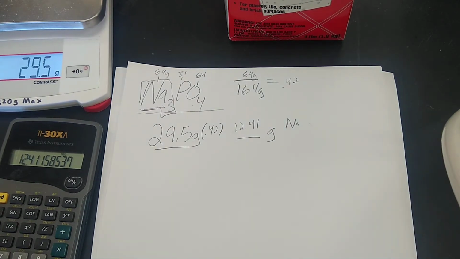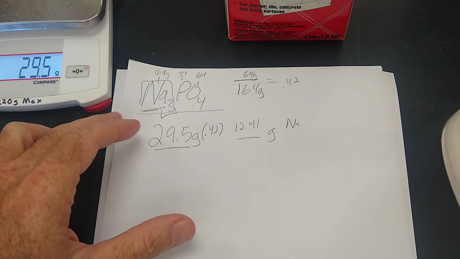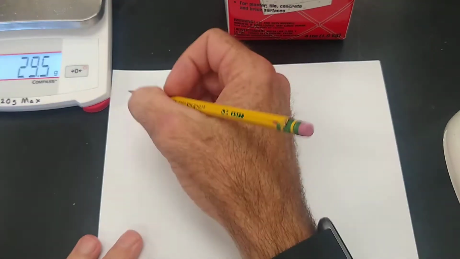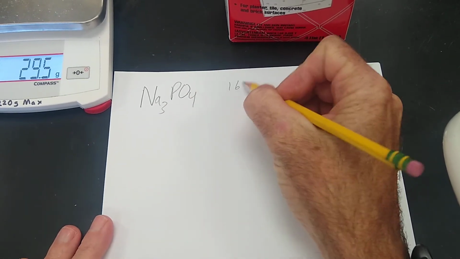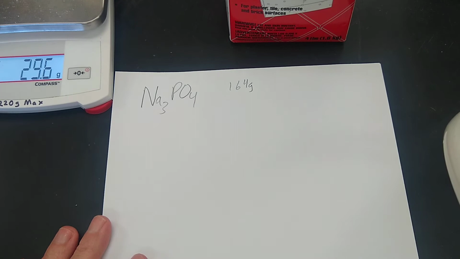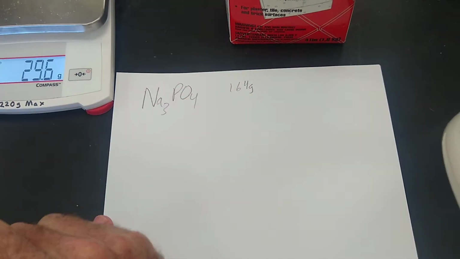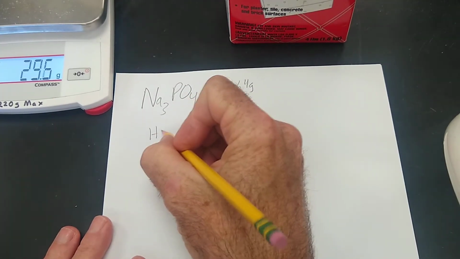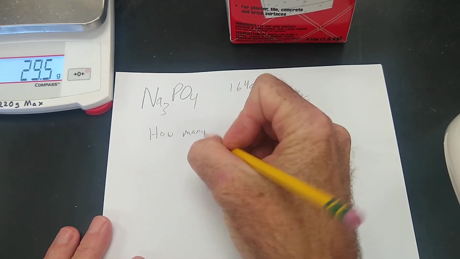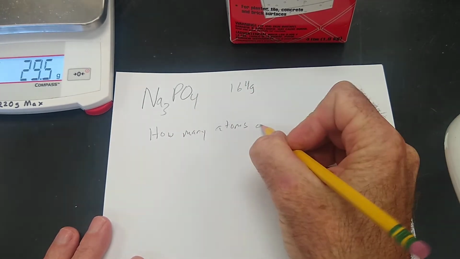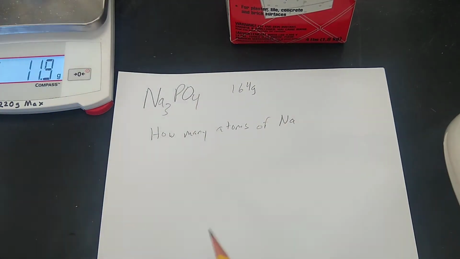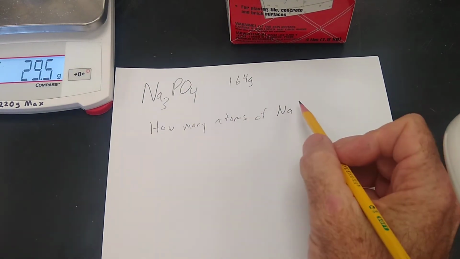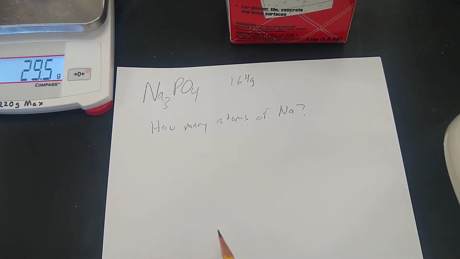All right, let's ask the same question in a different way. Let's deal with the same stuff. We've got sodium phosphate, which is 164 grams per mole, right? And we have 29.5 grams of it. What if I said, how many atoms of sodium are in this cup? Well, pretty easy to do that. This is a three-step mole problem, all right?